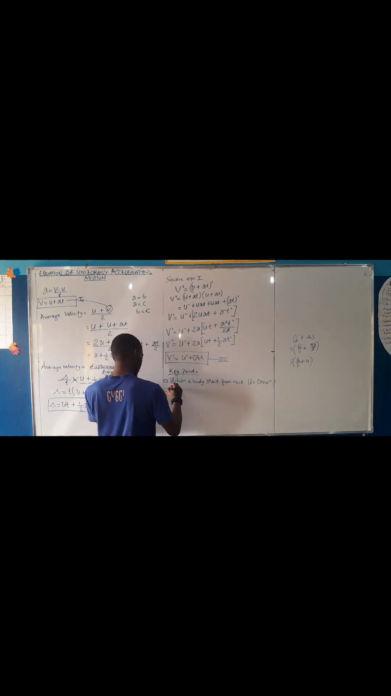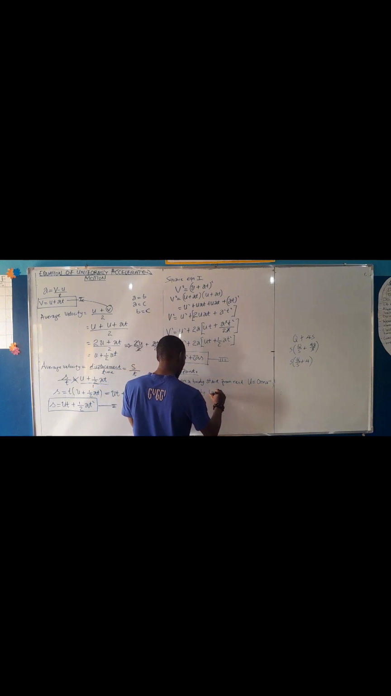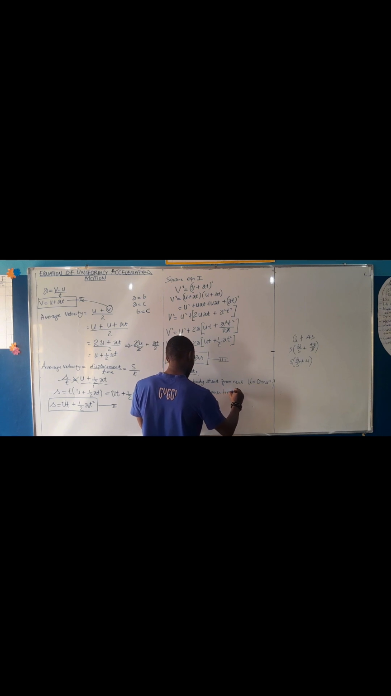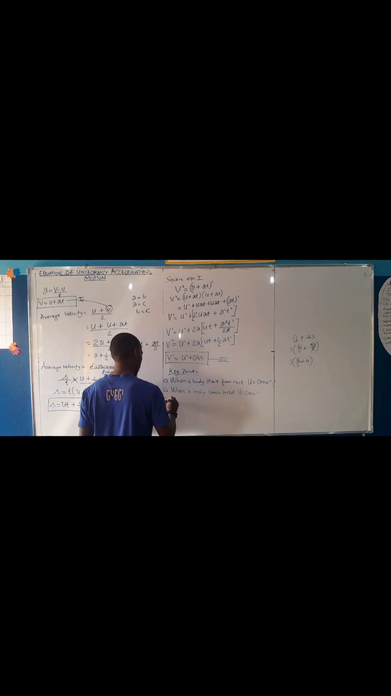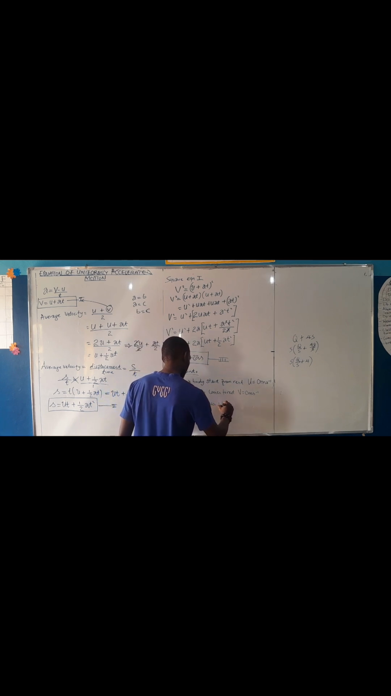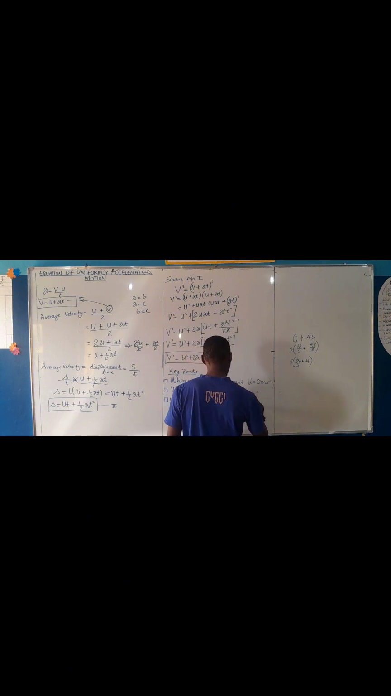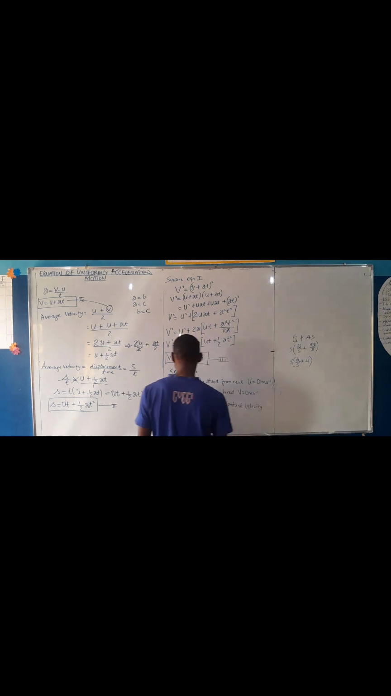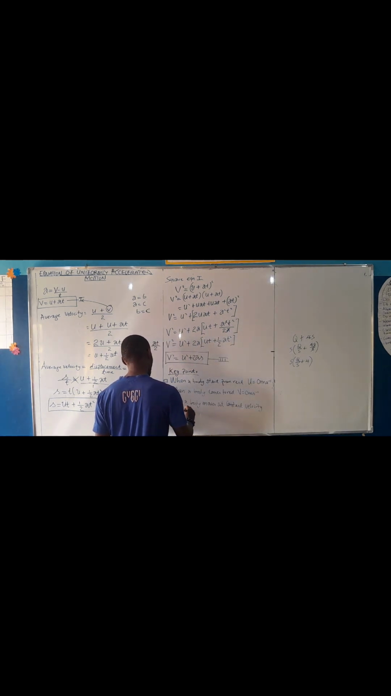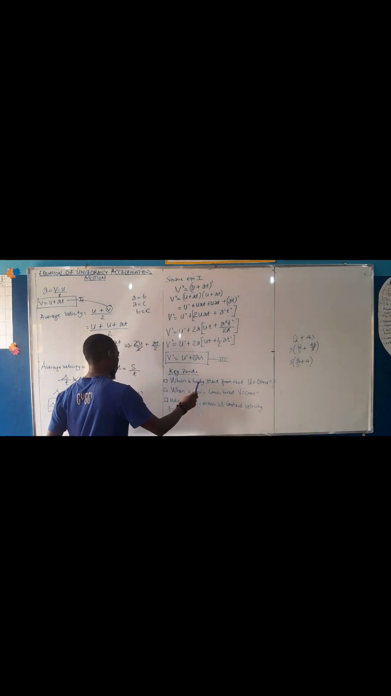Second key point: when a body comes to rest, v equal 0 meter per second. And last one, when a body moves at constant velocity, acceleration equal 0 meter per second squared. Please and please take note of this key point. You're going to see it.